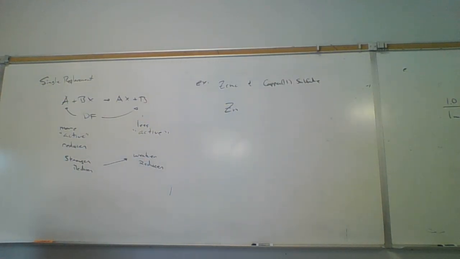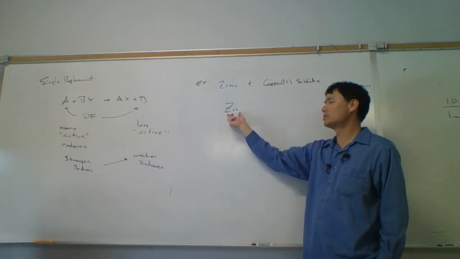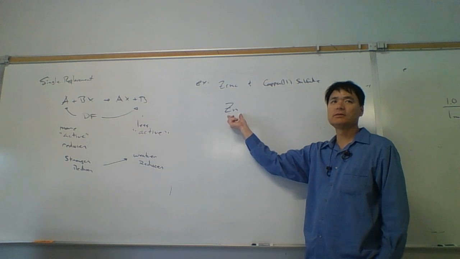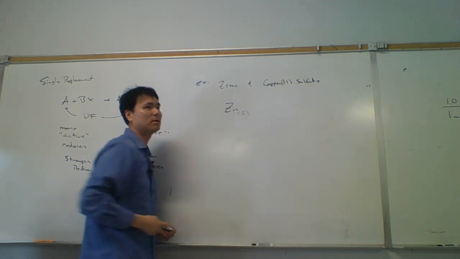We have two options. It's either 2 plus, which would be called zinc ion, or it's 0, which would be zinc metal or zinc solid. And this is not specified. It doesn't say zinc ion, so we're just going to assume it's Zn, and the state is going to be solid. So this is just zinc metal, not zinc ion.